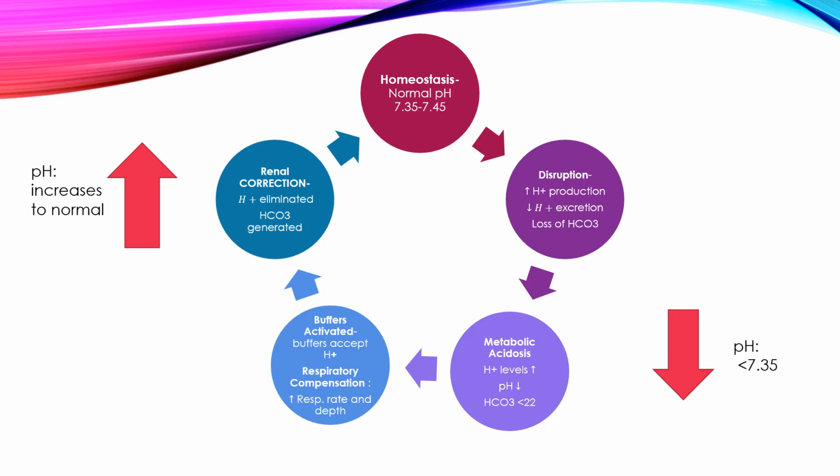If our kidneys are functioning properly, then they will start working to excrete some of those excess hydrogens as well as produce that bicarb to help return our pH back to that normal range. So if we drop down really low, all these corrections are hopefully going to increase our pH back to a normal range of 7.35 to 7.45.